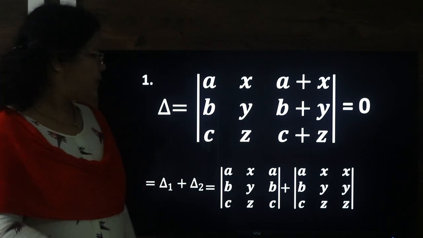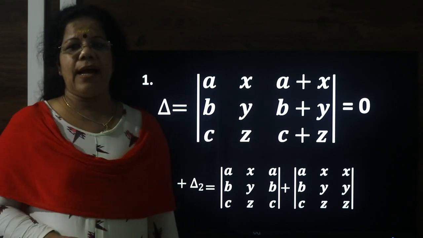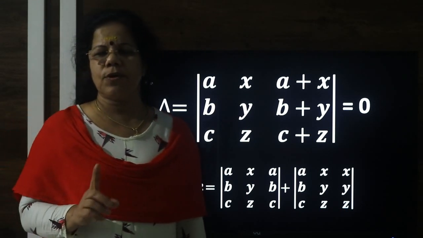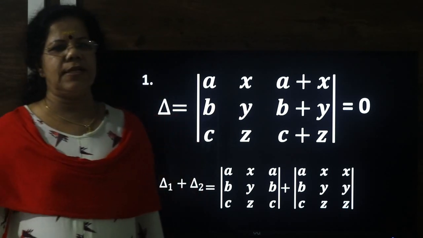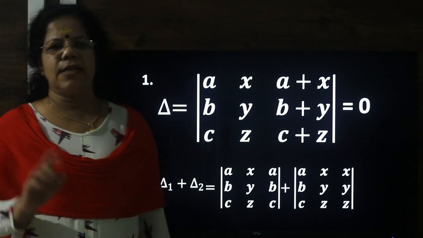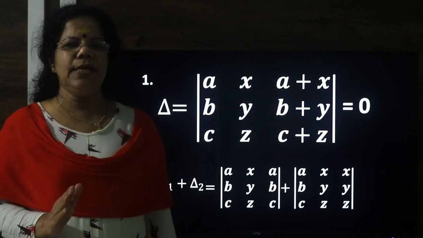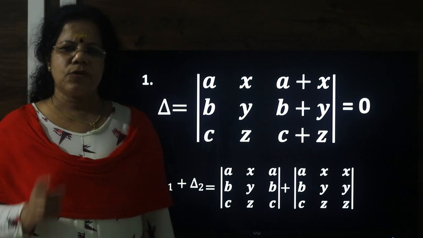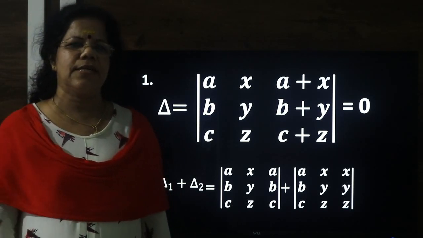Now, see the first one. Here, C1 is identical with C3. If any two rows or columns are identical, the value of the determinant is 0. In delta 2, what happens? C2 is identical with C3. So once again the value becomes 0. So 0 plus 0, the final answer is 0.